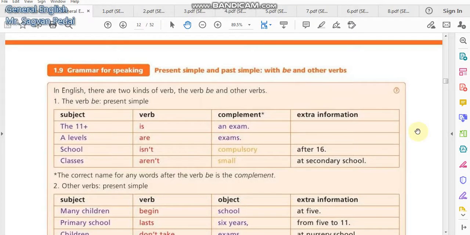Hello dear students, so after our class on simple present tense, we need to know something about verb to be and verb to have. So I'm going to recap the basic simple present tense again.